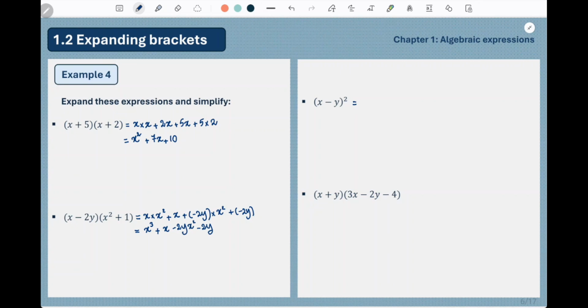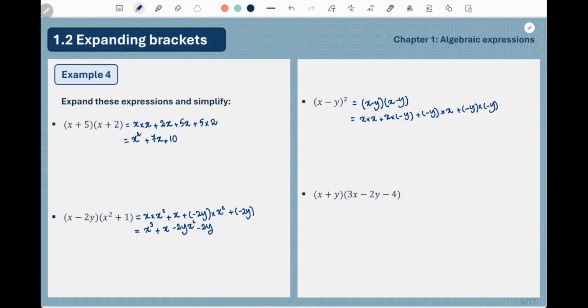This one is written in a square form, but what it simply means is that x minus y is multiplied by itself twice. So I'll write it in this form so it's easy for me to apply the concept of expanding. So x times x here, then x times minus y, that's what I'm going to do. x times x plus x times minus y. And now I'm going to move on to my minus y. So plus minus y times x plus minus y times minus y.